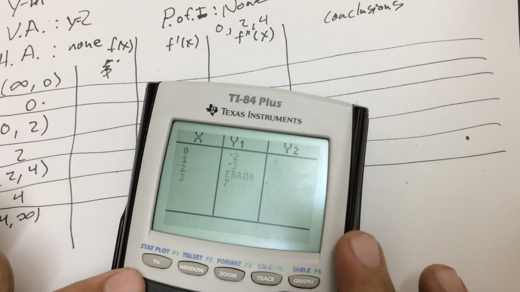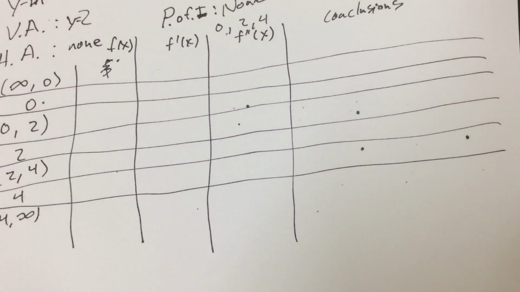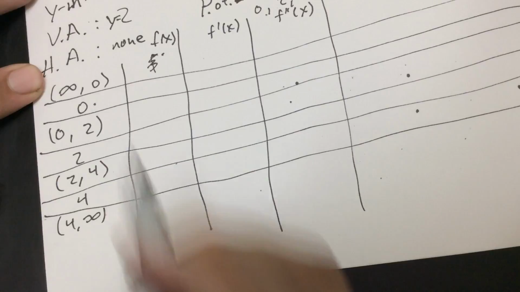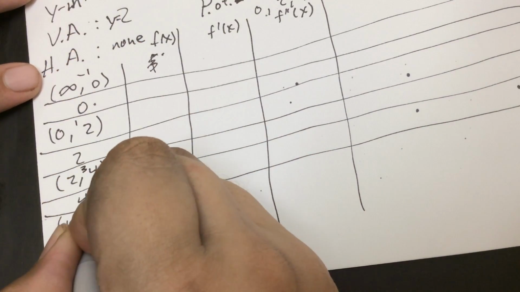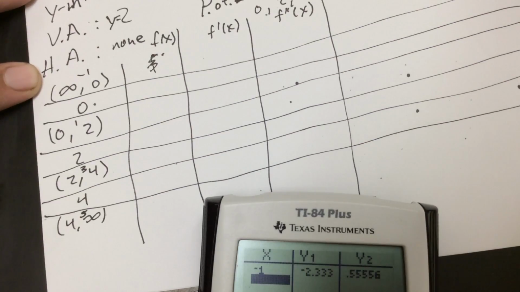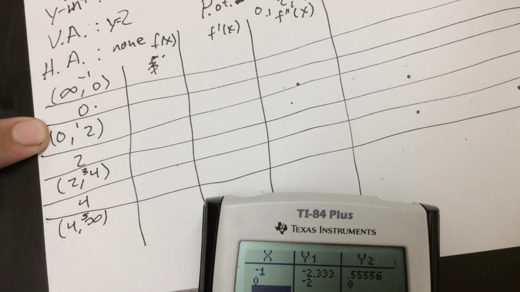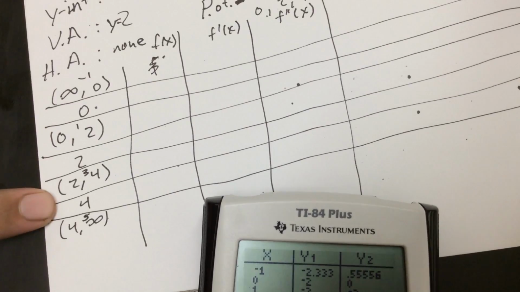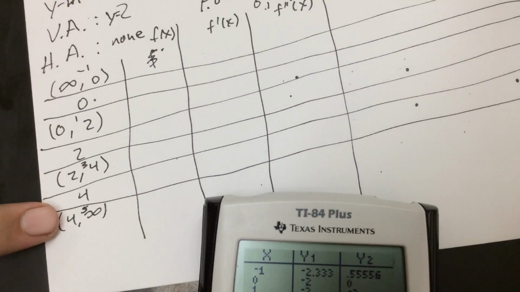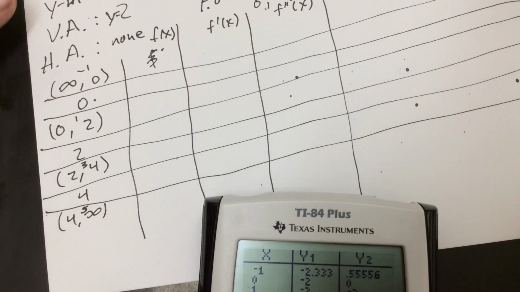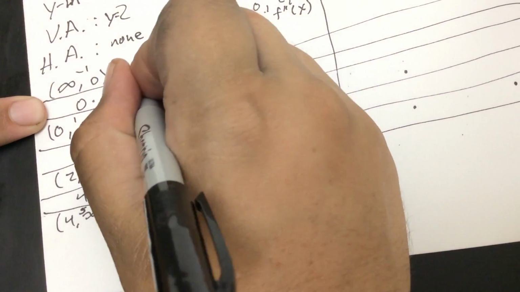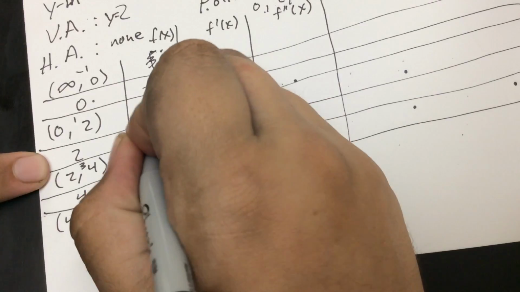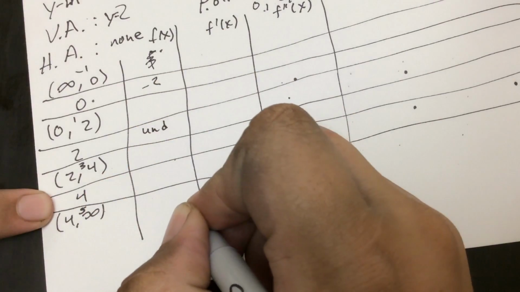So now I go to my table. I'm going to delete these all out. Don't hit clear or it won't do anything. So for my test values, for my first one I'm going to use -1, then 1 and 3 and then 5. So in here I'm doing -1, 0, 1, 2, 3, 4, and then 5. The only ones I'm filling in are my 0, which gives me a -2, my 2, which is undefined, and my 4, which is a 6.